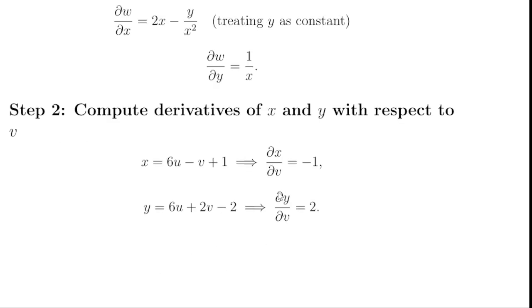Next, we want to look at partial of x with respect to v and partial of y with respect to v. Since x is 6u minus v plus 1, the partial of x with respect to v is negative 1. Y is 6u plus 2v minus 2. The partial of y with respect to v is 2.